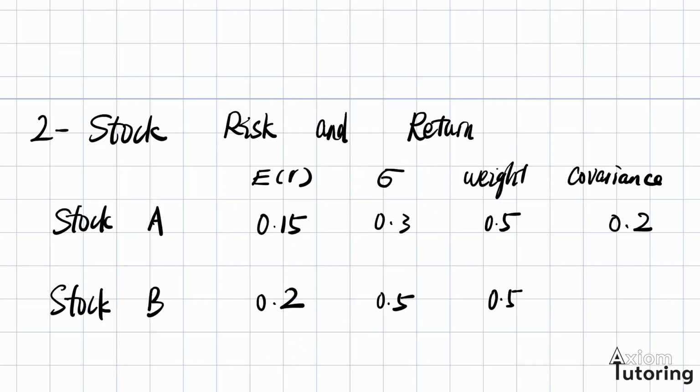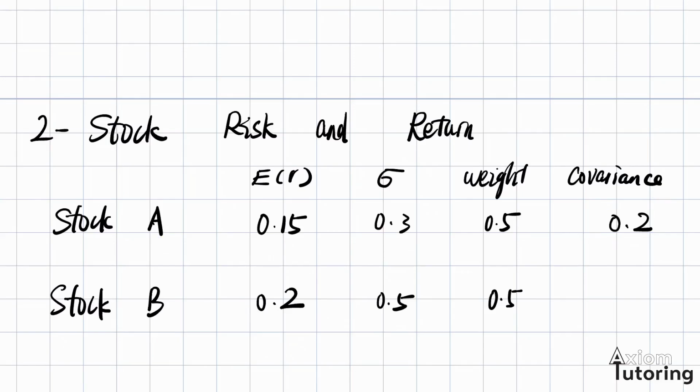And for now, for simplicity, we'll assume that this portfolio is equally weighted of stock A and stock B, which means the weight for both stocks would be 50%. And then we need the covariance between the return of stock A and stock B. We'll assume it's going to be 0.2.